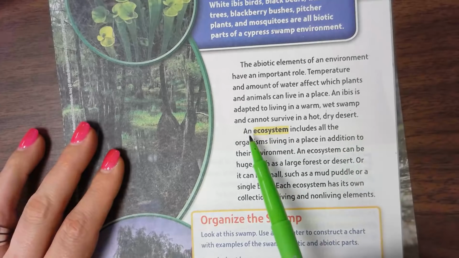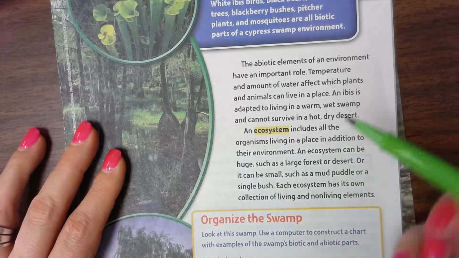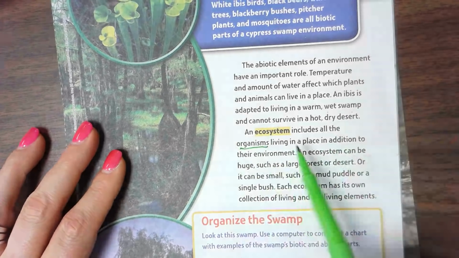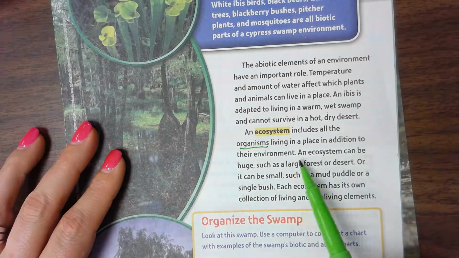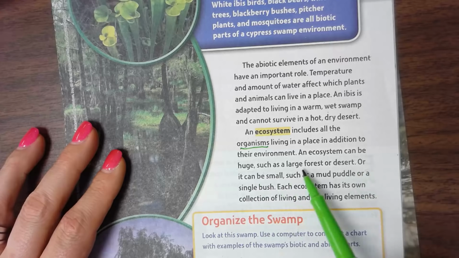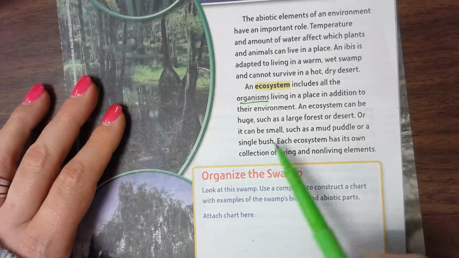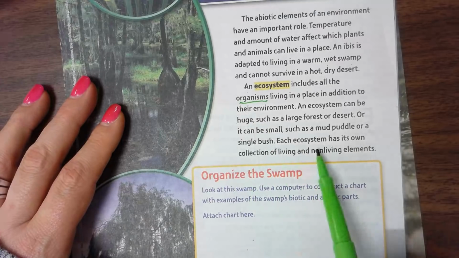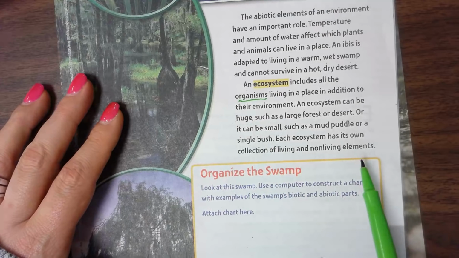Makes sense. An ecosystem includes all the organisms. Remember, organisms are living or have lived. It includes all the organisms living in a place in addition to their environment. So an ecosystem can be huge, such as a large forest or desert, or it can be small, such as a mud puddle or a single bush. Each ecosystem has its own collection of living and non-living elements.